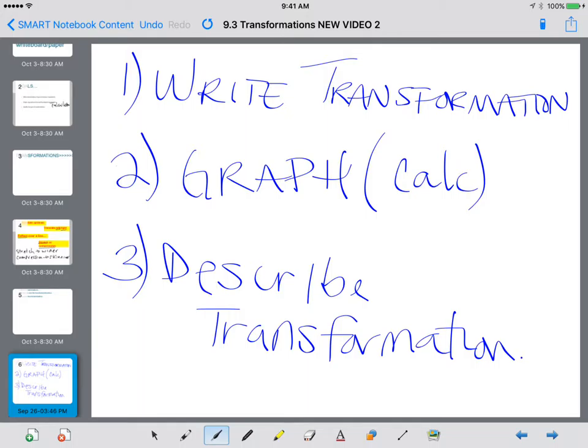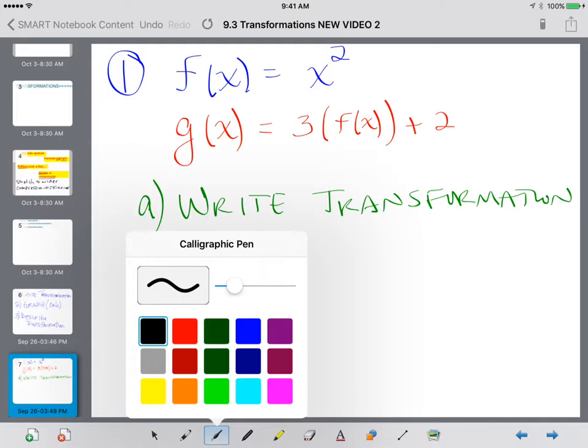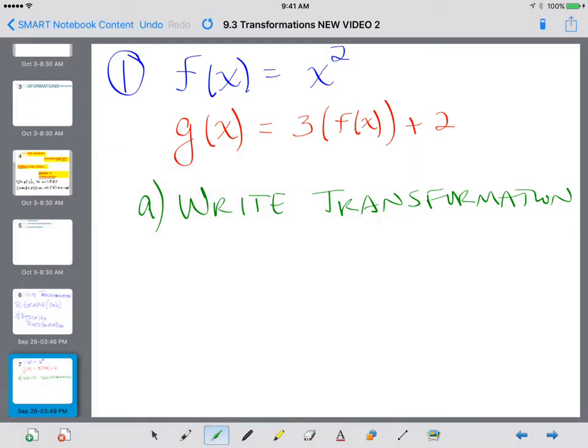Here's your first example. We have f of x equals x squared, and g of x equals 3 times f of x plus 2. The way these are written, I'm going to begin with g of x. I see f of x right here. The equation for f of x is x to the second power.